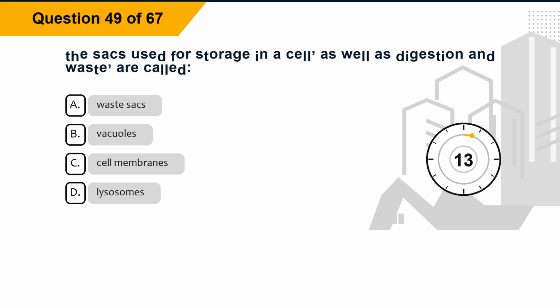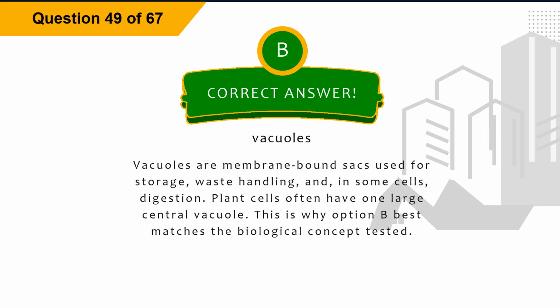Question 49. The sacs used for storage in a cell, as well as digestion and waste, are called option A, waste sacs. Option B, vacuoles. Option C, cell membranes. Option D, lysosomes. The correct answer is option B, vacuoles. Explanation. Vacuoles are membrane-bound sacs used for storage, waste handling, and, in some cells, digestion. Plant cells often have one large central vacuole. This is why option B best matches the biological concept tested.